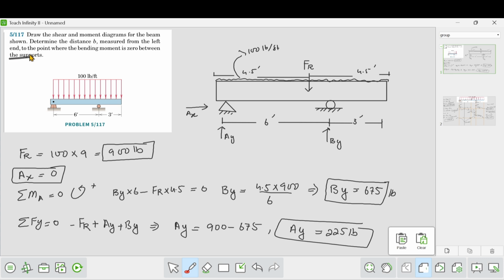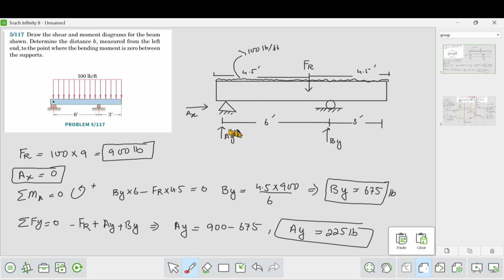In this problem, we have a continuous load distributed over the beam. Our task is to determine the spot where the moment is 0 between the two supports. Between these, where will the moment be 0, at this point or at this point? So we have to spot that point. First of all, we will draw a free body diagram of this loaded beam.